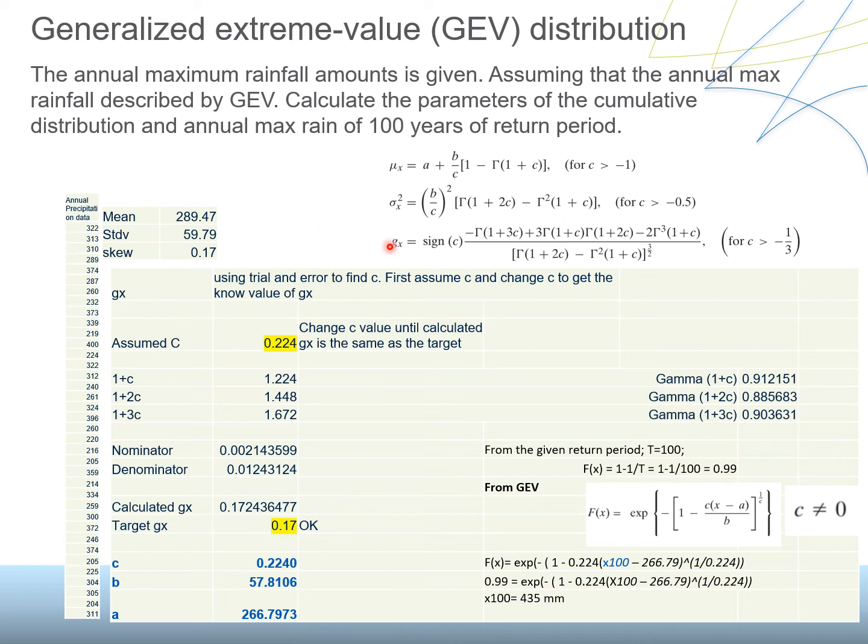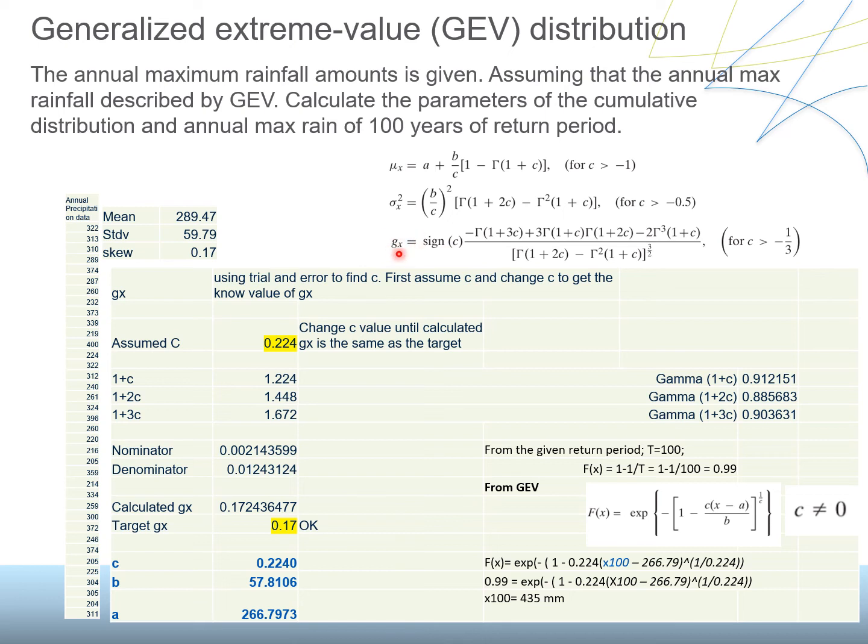So first we calculate the parameters of GEV, which are A, B, and C, right? We have mu, sigma, and G, but we need to find out A, B, and C from this equation. And in this equation, you can see there is a notation here, which is called the gamma function, okay? Gamma function, gamma of 1 plus C. So to solve this, first you need to calculate the C value, then you calculate the B, and finally the A value. Okay. So how do we calculate the C value?